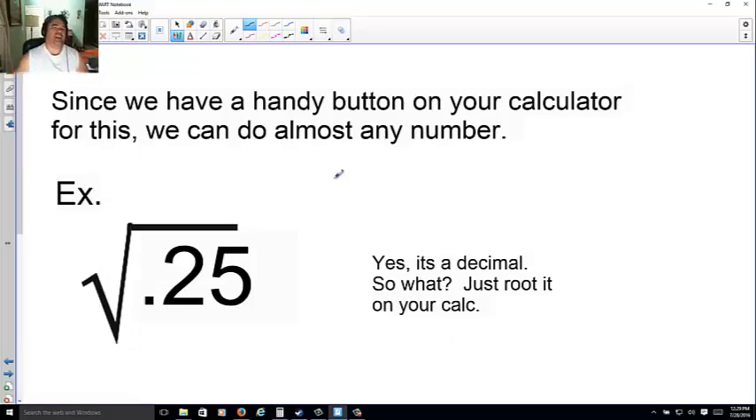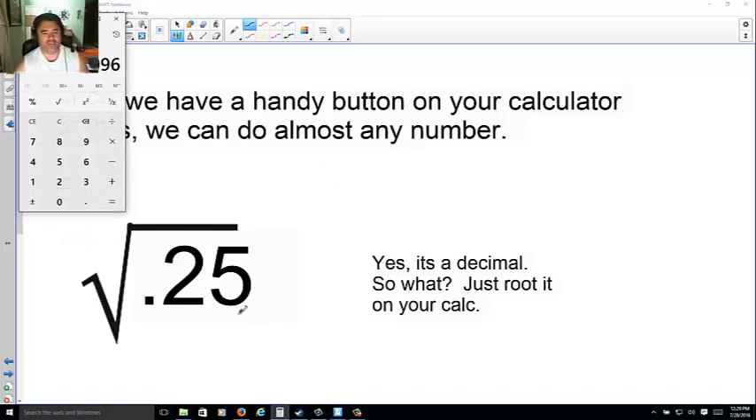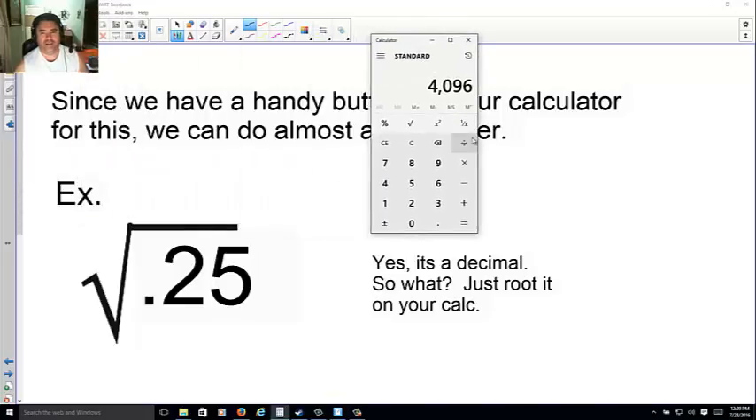Since we have a handy button on your calculator for this, we can do almost any number. For instance, if I said take the root of 0.25, I don't expect you to be able to do that in your head per se, or even do it on paper. You could just take, well, the root of 0.25.